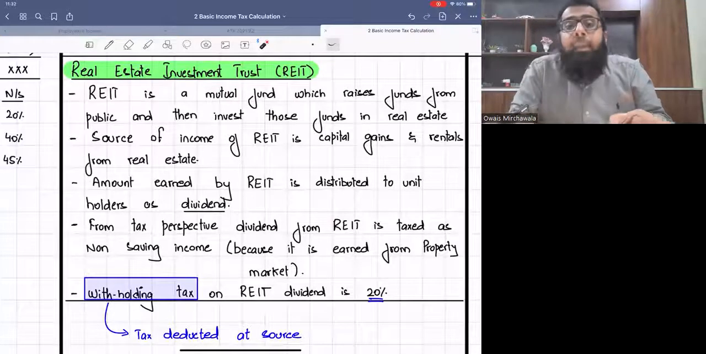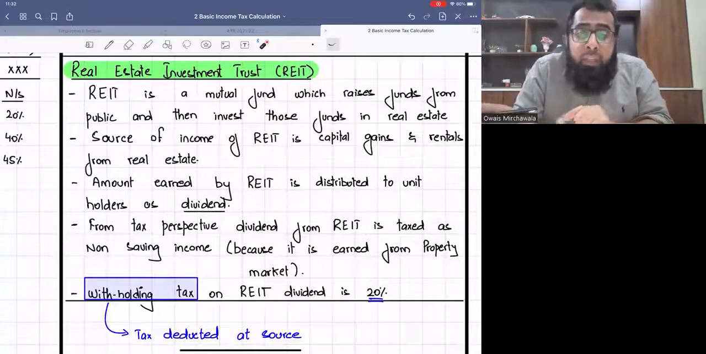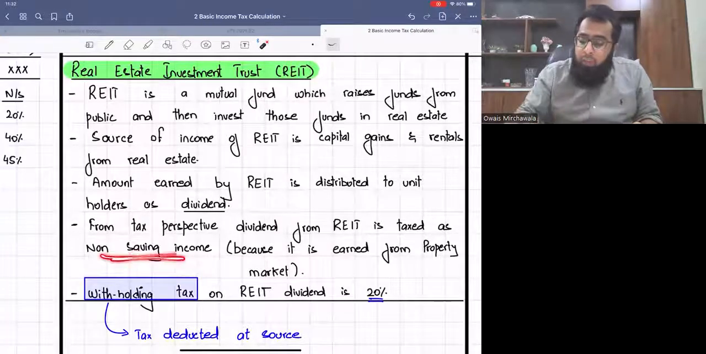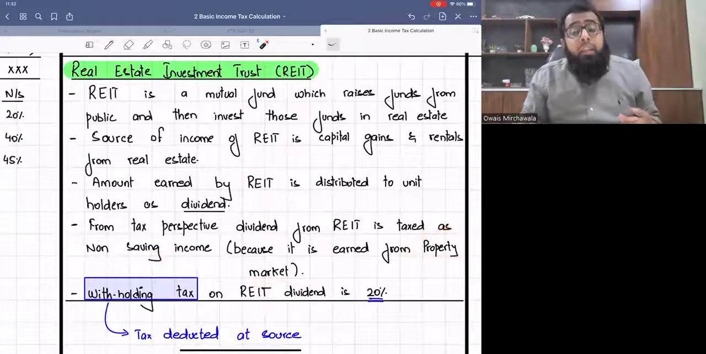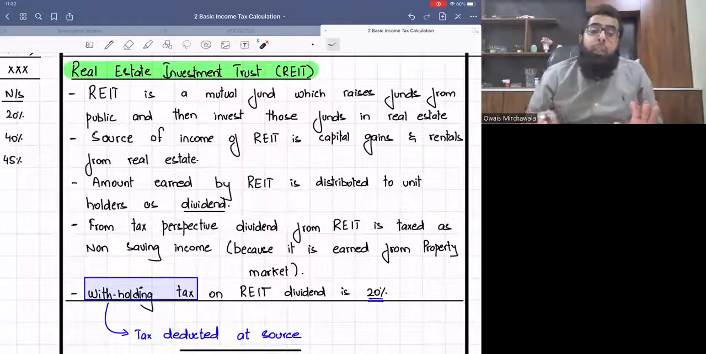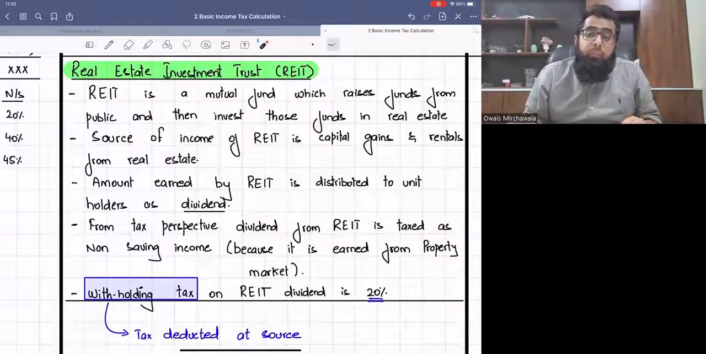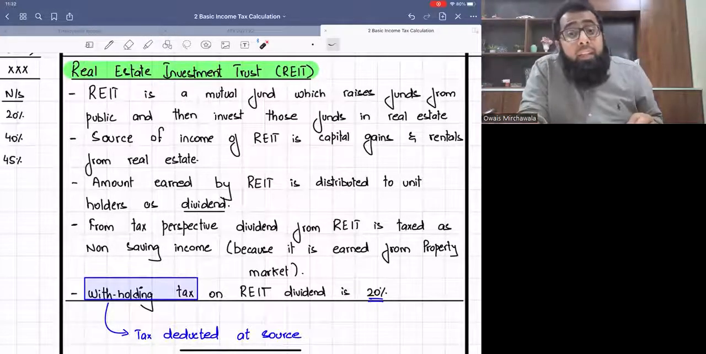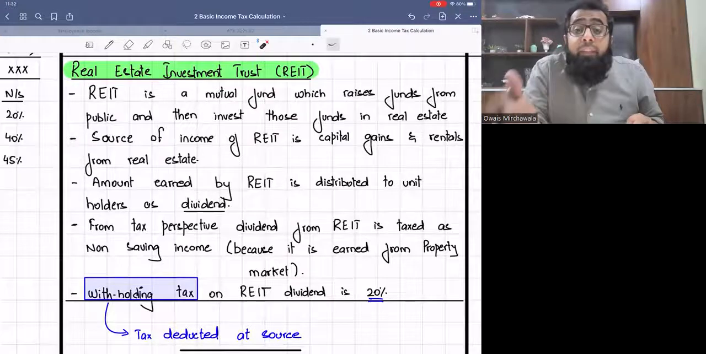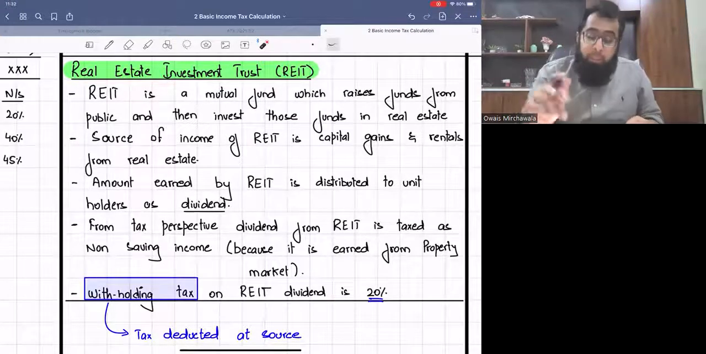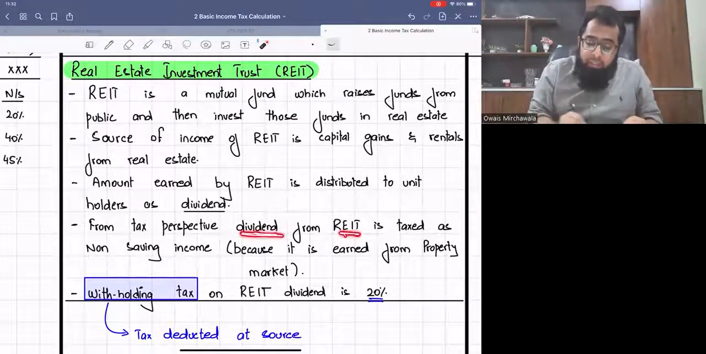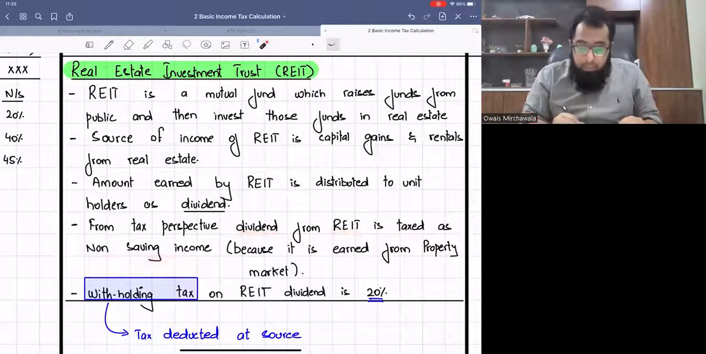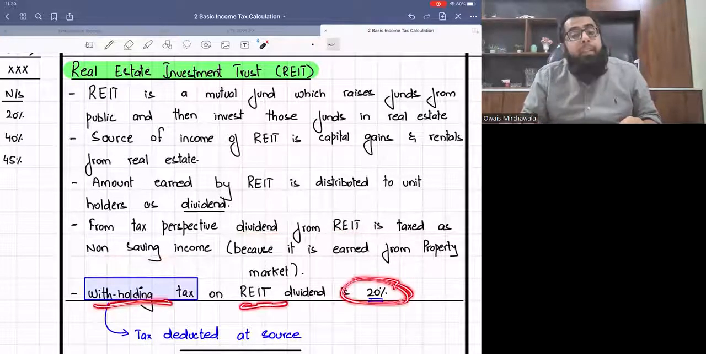Now, the tax department does not tax it under the head of dividend. They tax it under the head of non-savings income, because it is earned from the real estate market, the property market. So we will treat it as a normal income. Normally, the dividends we get from a company are taxed in the dividend income head. But the dividend of a REIT is taxed as a normal income. The advance tax is 20%.